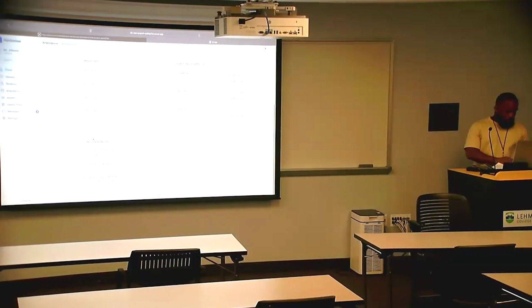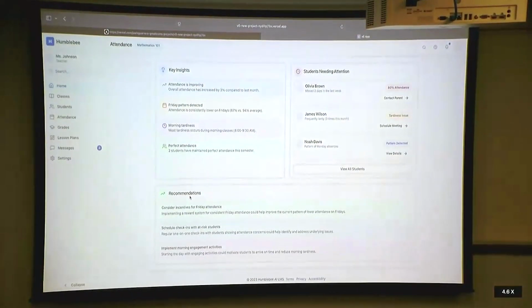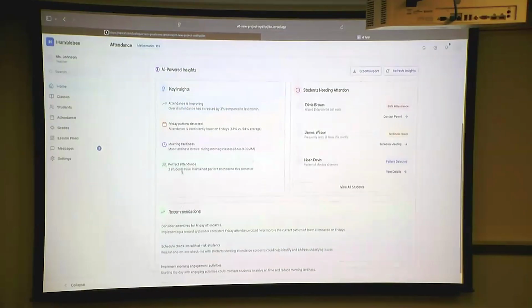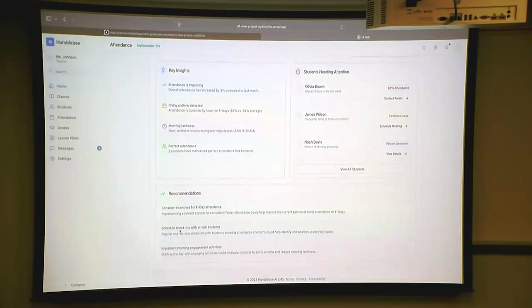Here, the AI recommends different ways to keep our students showing up in the classrooms. One of the recommendations the AI provided was considering incentives for Friday attendance. This was after it showed us the key insight that there was a pattern of students not showing up on Fridays. It recommended we implement a reward system for consistent Friday attendance that could help improve the current pattern of lower attendance on those days.